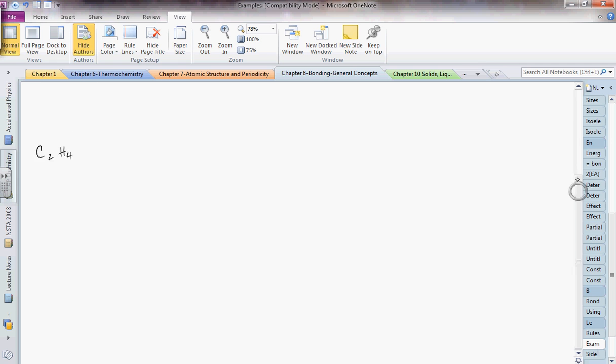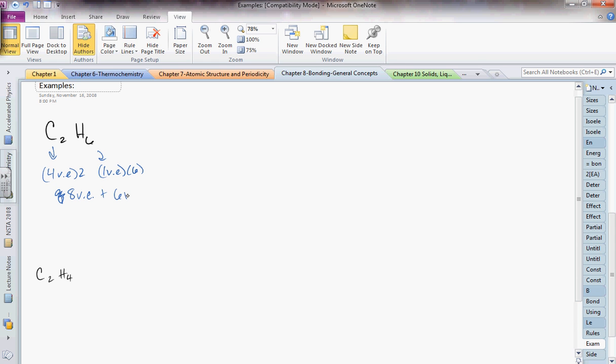Okay, so a couple examples here. We have C2H6, and the first thing we do is count the total number of valence electrons. Carbon's a group 4 element, and therefore each carbon atom has 4 valence electrons, and we have 2 of them, so that gives us 8 valence electrons from carbon. Hydrogen is group 1, so it's got 1 valence electron, and there's 6 of them, so plus 6 more valence electrons. So we have a total of 14 valence electrons in the whole molecule to distribute around.